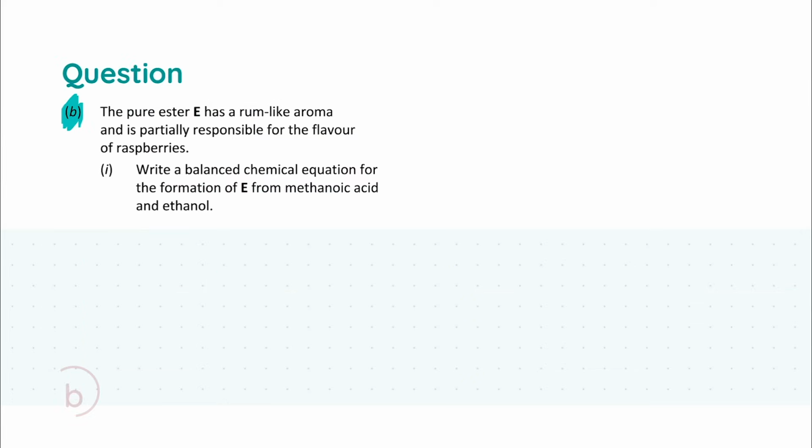So moving now on to part B here, we're going to be moving on to a different section of the question, and once again there are going to be several subparts. So let's take a look at part B, which says that we're given a pure ester E that has a rum-like aroma, and in part I here we are asked to write a balanced chemical equation for the formation of E from methanoic acid and ethanol. So this is going to be the chemical equation of methanoic acid and ethanol coming together to create this ester E. And that's what we're tasked with here.